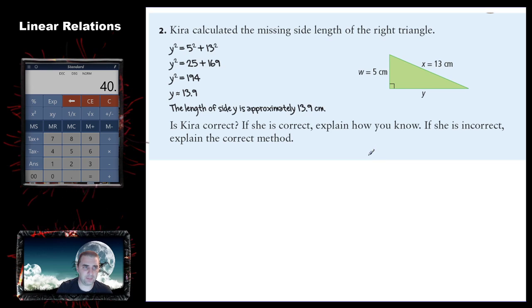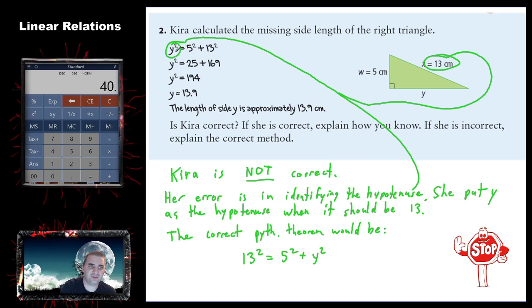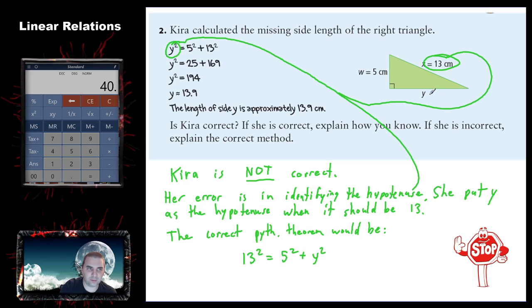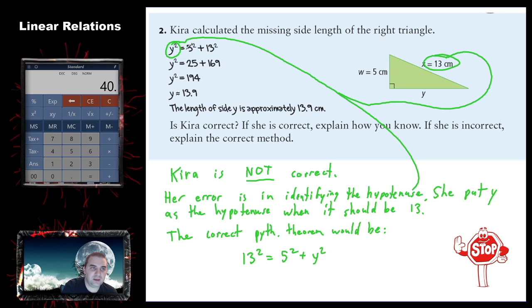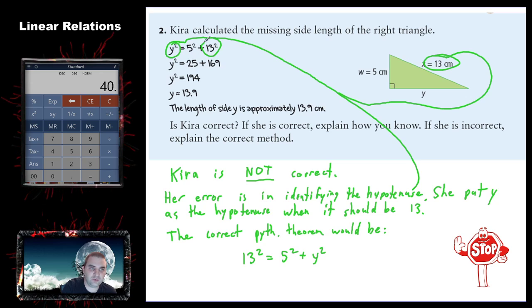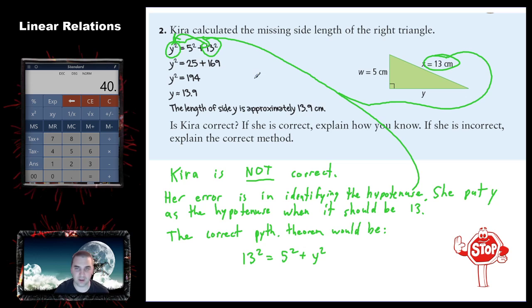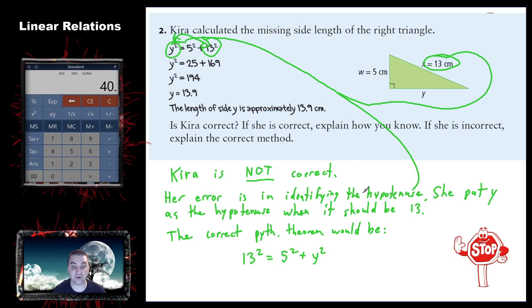All right. So what Kira did wrong is actually she set up her initial equation wrong. She put y squared as her hypotenuse. But remember that it's the squares of the two smaller sides that add up to the hypotenuse. So it should have been 13 squared, the hypotenuse, equals y squared plus 5 squared, or 5 squared plus y squared. So these two she accidentally swapped. But anyway, she is not correct. She didn't identify the hypotenuse and set up the equation correctly.